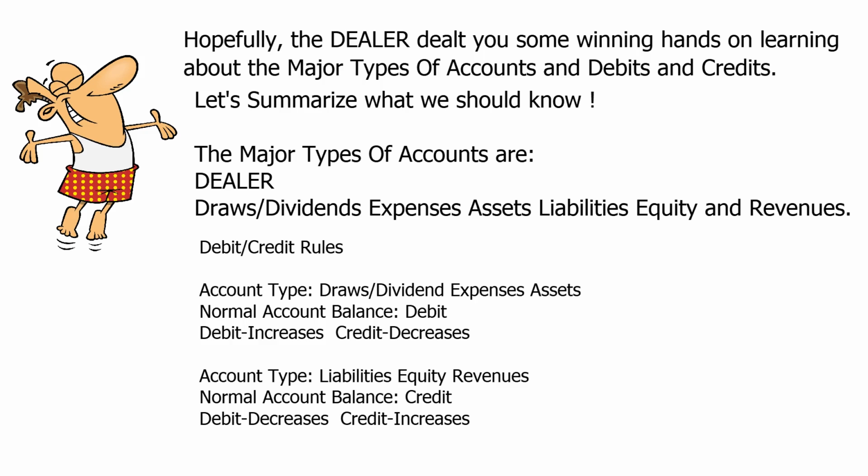Debit/credit rules. Account type: draws/dividends, expenses, assets. Normal account balance: debit. Debit increases, credit decreases. Account type: liabilities, equity, revenues. Normal account balance: credit.